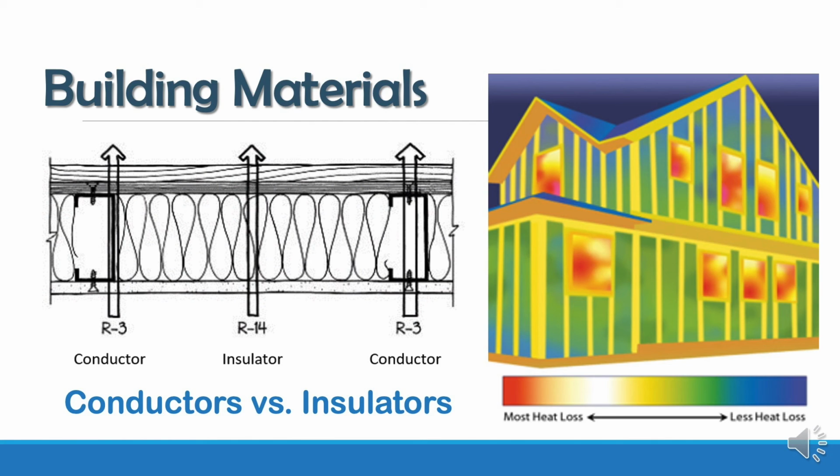So if we see this diagram to the right of a house that has been photographed using infrared to see where heat loss is occurring, we see the redder coloring in windows. As I mentioned, windows are a big source of heat loss in a building envelope, but we also see it on all the wall studs.